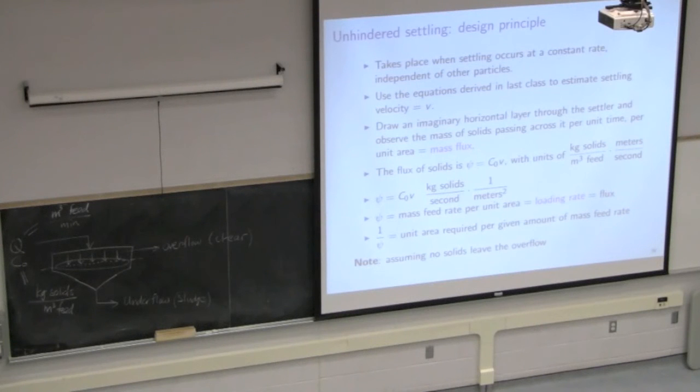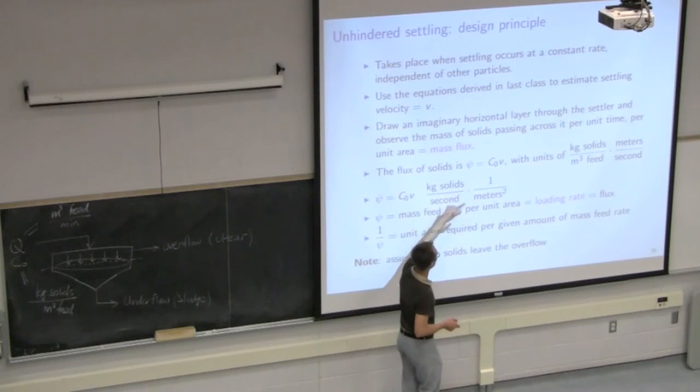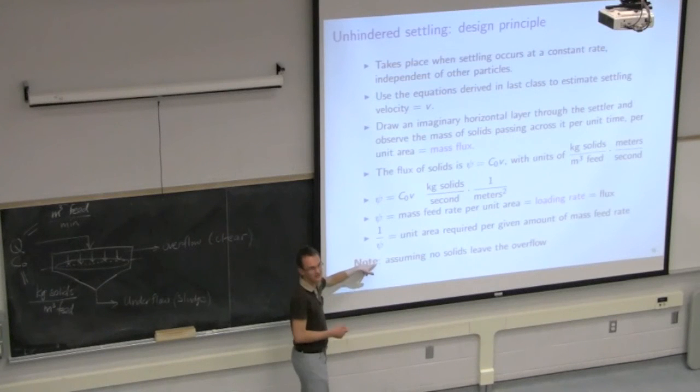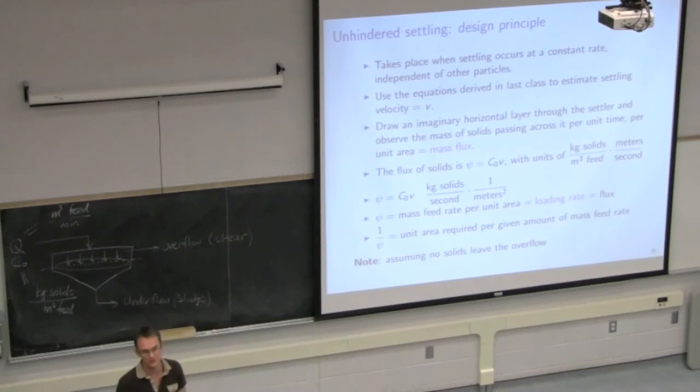So when we're designing these units, really what we want, the flux is our key variable that we're going to use to size the unit on. Because it's how much solids we have to treat per unit area, and once we know how much solids need to be treated per unit area, we can then calculate the corresponding unit area because we know our solids flow. That's a design criterion. Design the unit to remove a certain solids flow rate, a certain kilograms per second of solids, we can then find the corresponding surface area required, cross-sectional area, I should say. Now, this is based on the key assumption that no solids leave in the overflow stream, which is a pretty good assumption for most sedimentation vessels.